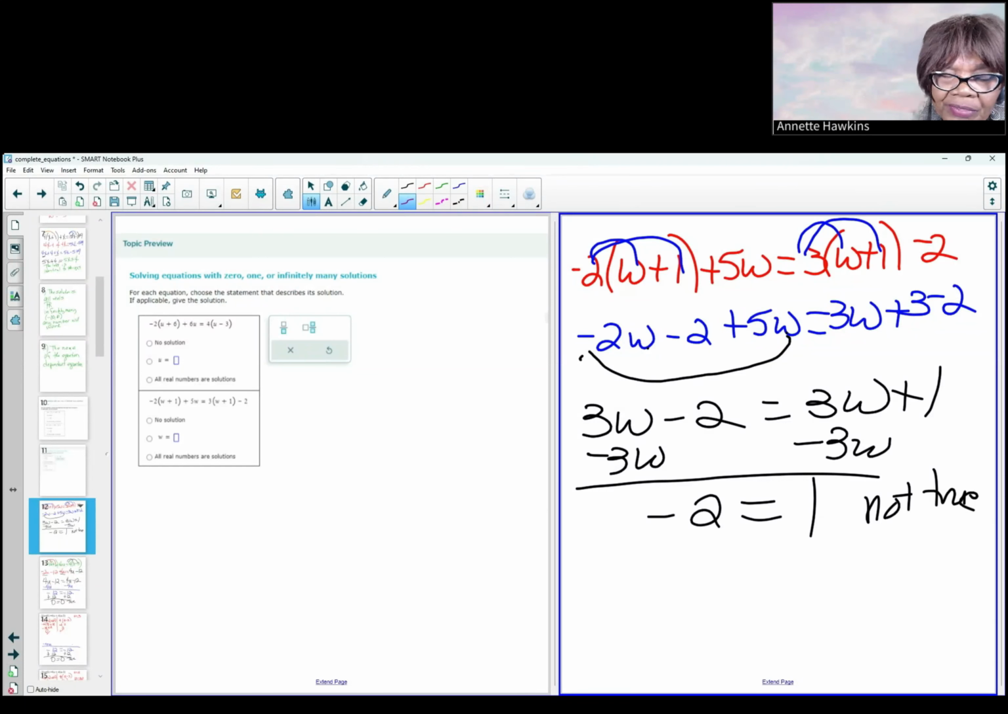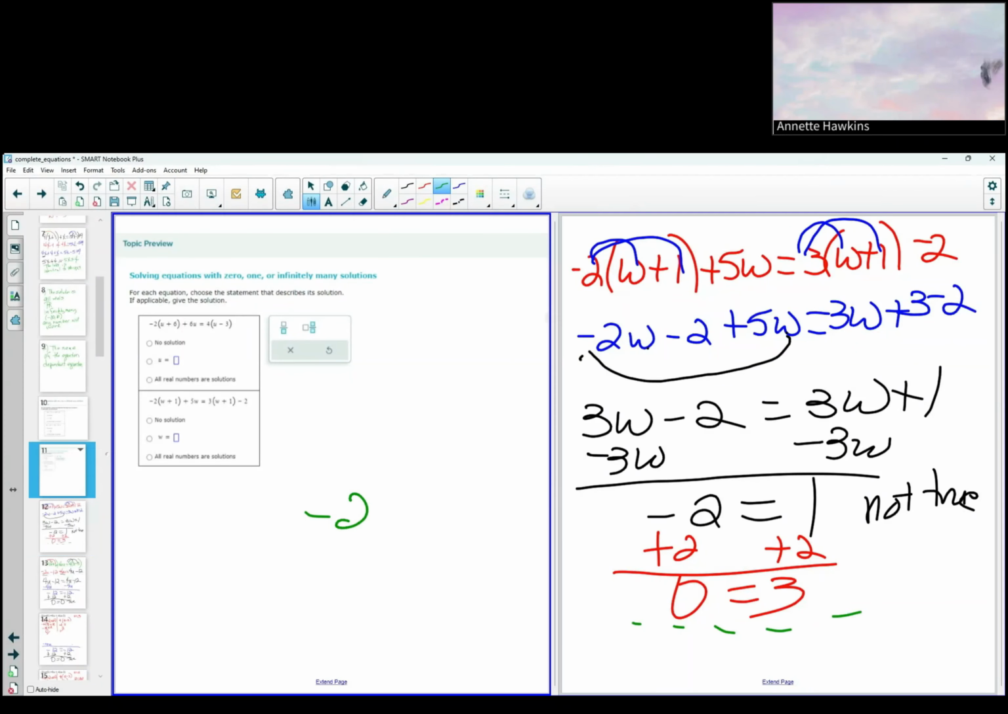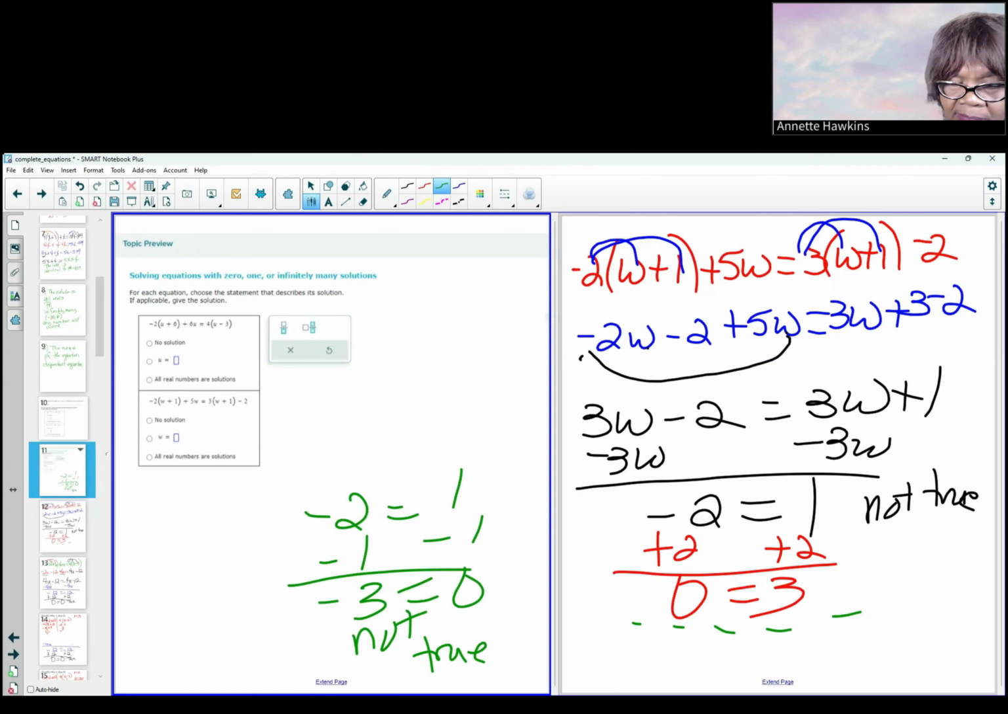Now, students often keep working. So if you add 2, you got 0 equals 3. If you subtracted 1, you got -3 equals 0. This is not true. And this is not true.